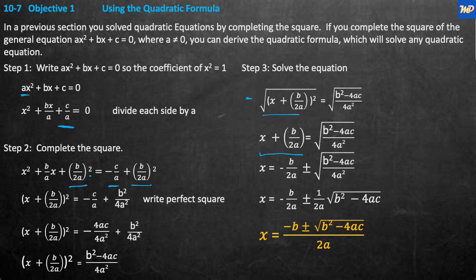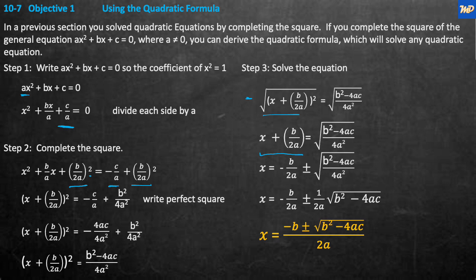Now we're going to move the b over 2a from the left-hand side of the equation over to the right side, like we've done on all the completing squares. So we'll have the x by itself on the left. And when we do that, we're going to have x equals, now it's minus b over 2a. It was plus b over 2a. Now it's minus b over 2a plus or minus the square root of b squared minus 4ac over 4a squared.